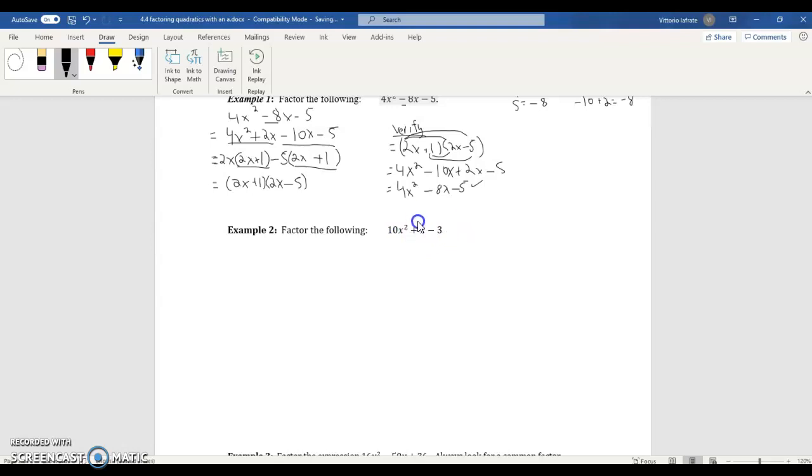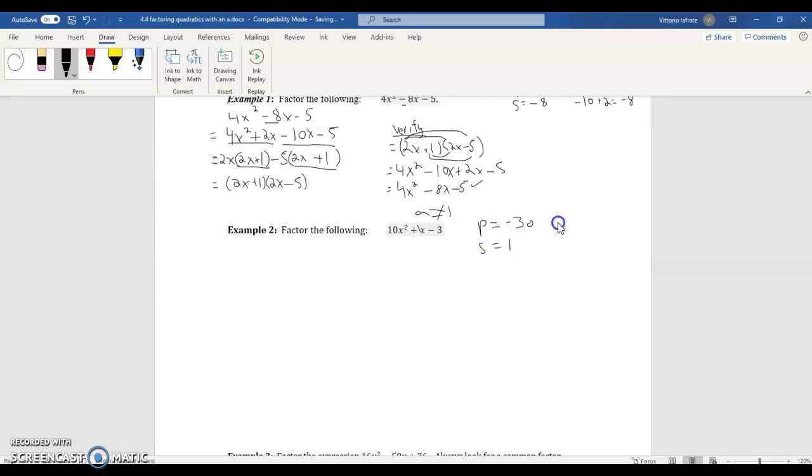So again, we're looking for a greatest common factor. It doesn't look like it exists here. Our a is not equal to 1. It's actually equal to 10 in this case. So what that means is we need a product. We need to find two numbers that when you multiply them together give you a times c. So 10 times negative 3, which is negative 30. And when you add them together, their sum will be the b value here, which is 1.